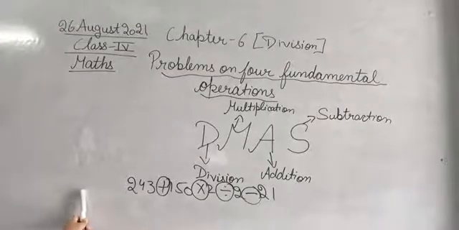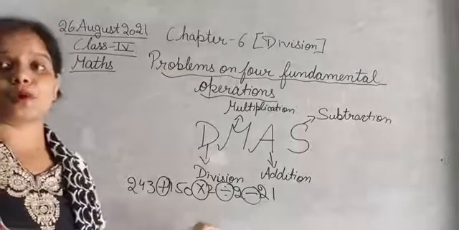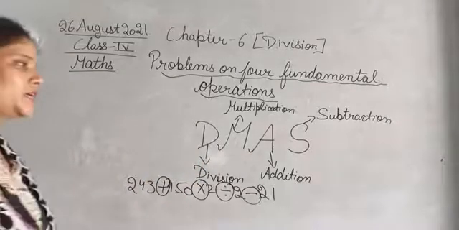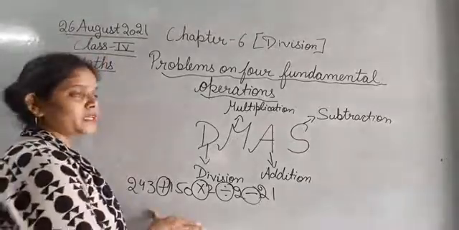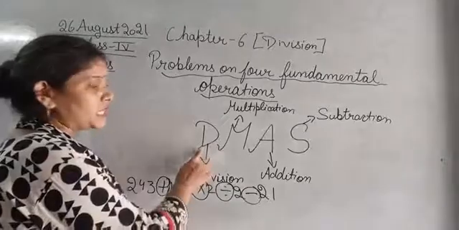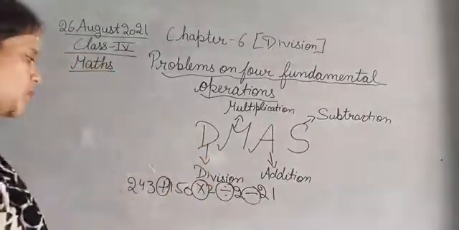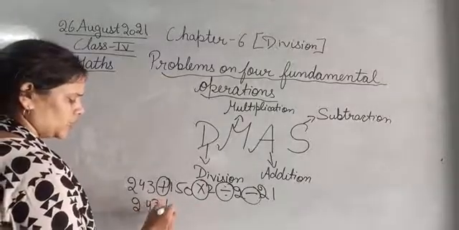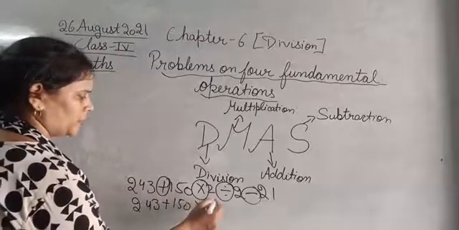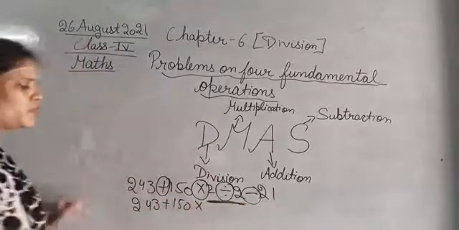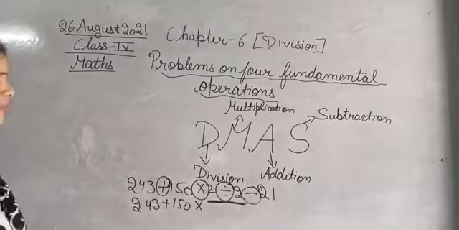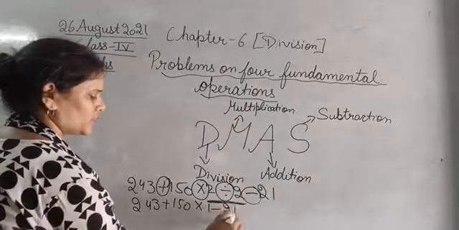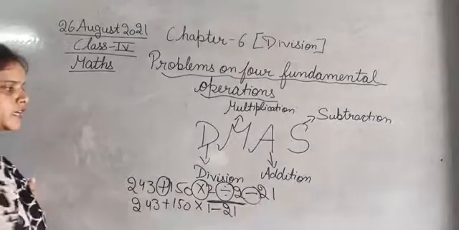But again, how are we going to solve it? For solving this, we will follow the rule of DMAS. Now what is DMAS? First of all, whenever any sum is given, you are going to use D, that means division. First of all you will do the division. So 2 divided by 2 is 1. So the sum becomes 243 plus 150 multiplied by 1 minus 21.